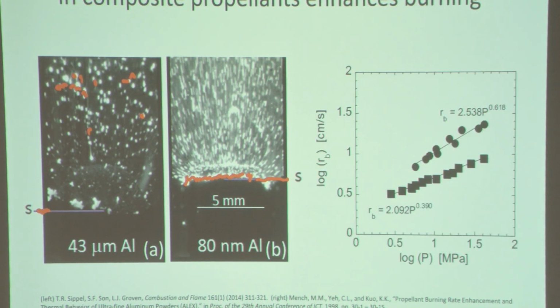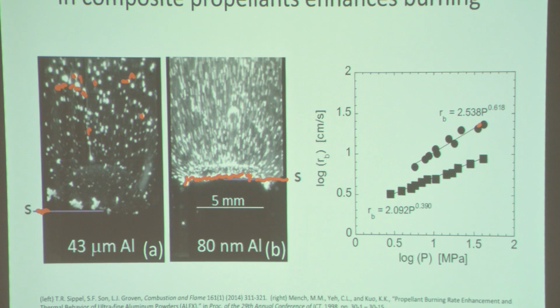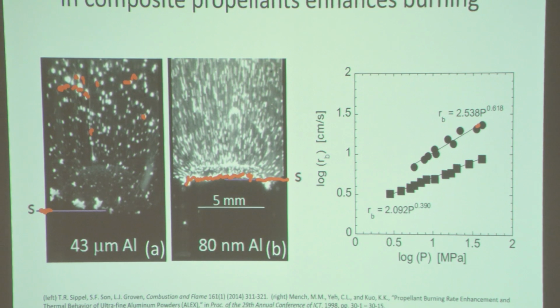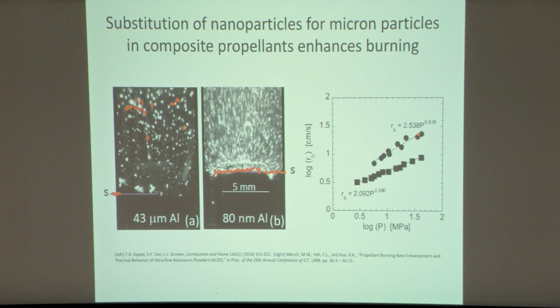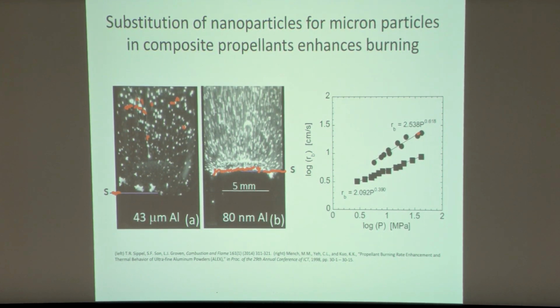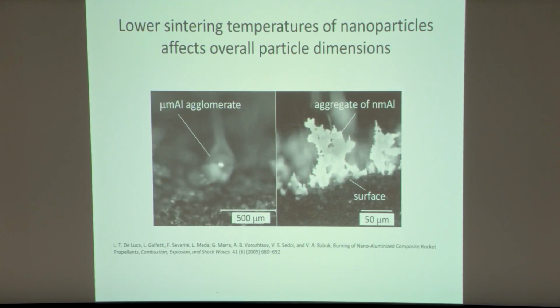And indeed, here's an example where I'm plotting the log of the burning rate versus the log of the pressure. The lower curve here is for a composite propellant of AP HTPB with just micron particles, and the upper curve is where 50% of those micron aluminum particles were replaced with nanometer particles. Okay, and you can see the increase in burning rate. So that's a favorable result still. But if we go a little further, this is what we see.